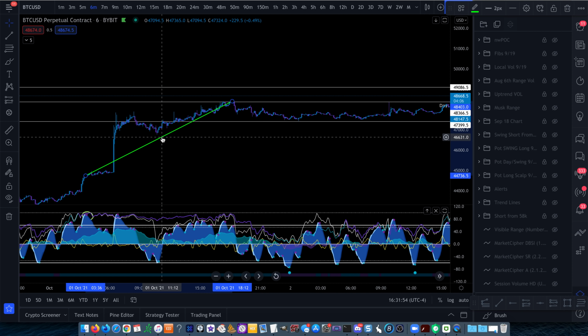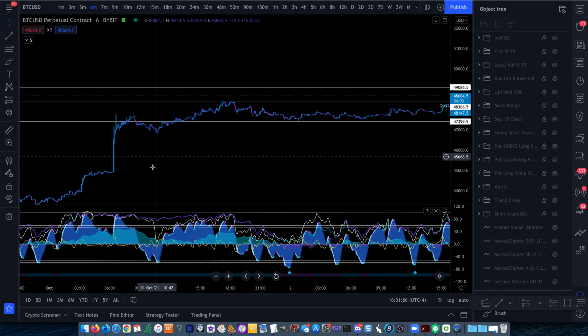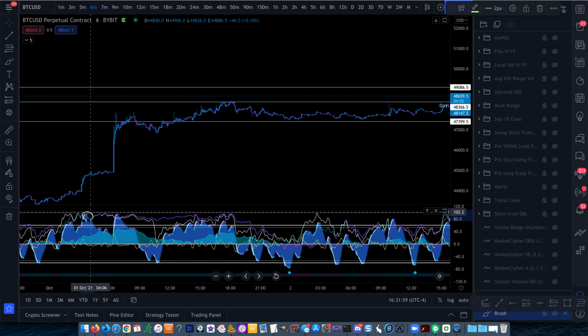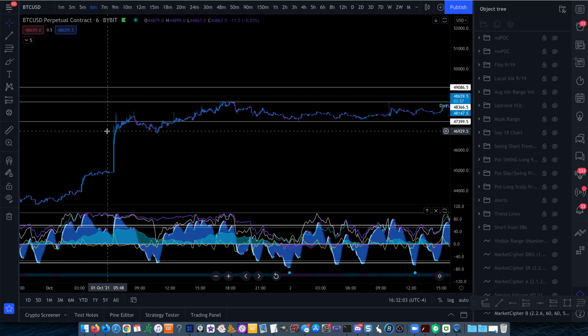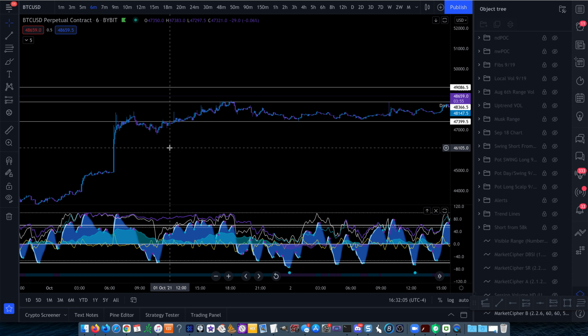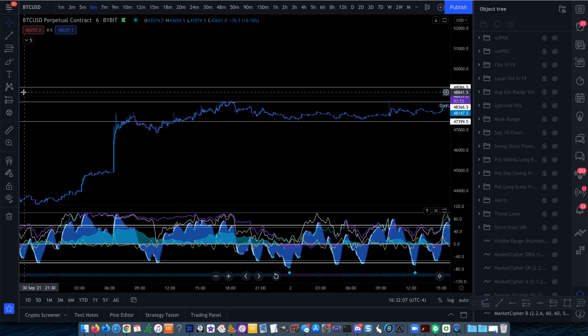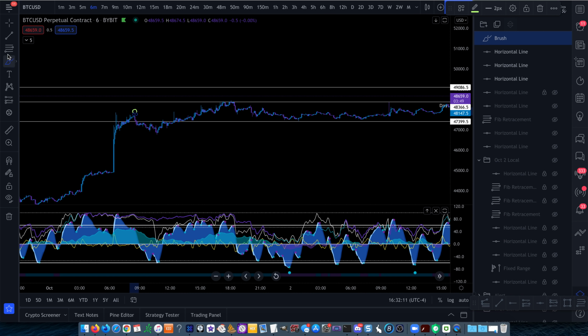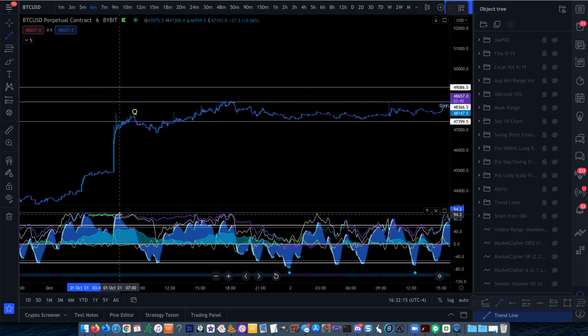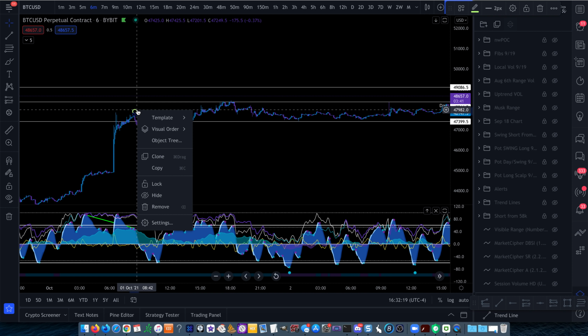Now, people are going to ask, Jay, how do you know which divergences to take seriously? Well, you can take them all seriously. It depends on how long you expect to be in a trade, and it also depends on how key of a level you have on your chart. So, for example, right here, this was actually the 618 level, and we can see that the 618 level did give us a bearish divergence as well, right?